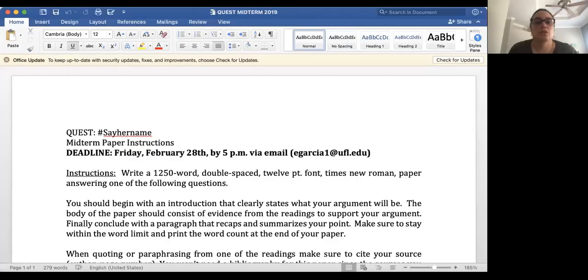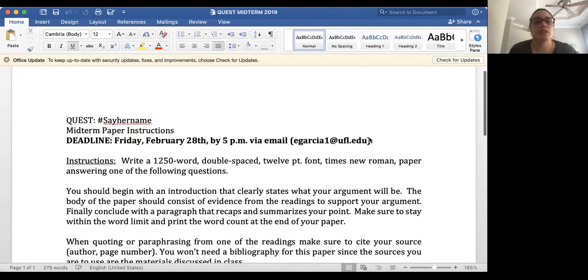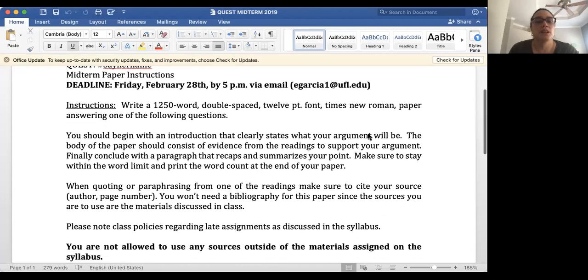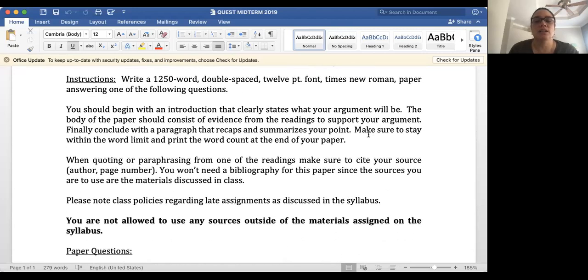Let me just share here the assignment so I can show it to you. Okay, so hopefully you can see that. This is the same thing you will see available on the Canvas assignment. The instructions are pretty straightforward. Write a 1250 word, double space, 12-point font, Times New Roman paper answering one of the following questions.